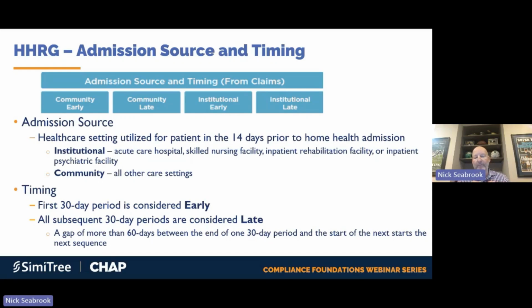next sequence, right? So if you had a situation, for example, where that patient, again, let's say was discharged at a prior home health agency on August 1st, and we happen to pick them up today, that's a gap of less than 60 days. So that would continue on with that period count, and it would be considered a late period. But if you do have a gap of more than 60 days, that resets the clock on what the timing looks like. So again, we have either early or late. So 2 factors which make up that first component. It's either going to be institutional or community, and then early or late.